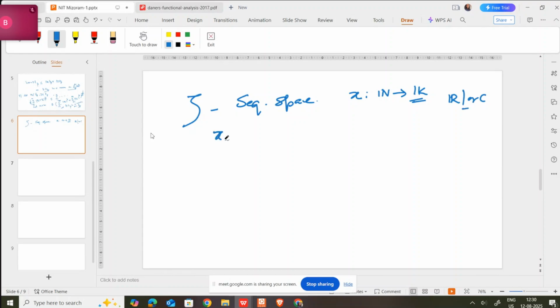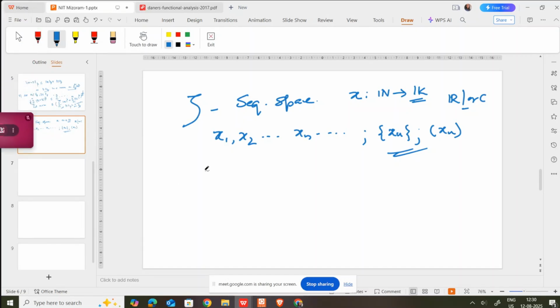So how do you write this sequence? X1, X2, Xn, etc. Some people write it with this bracket. Not some people, usually we write it like this. But these notes use these brackets. Don't worry, it's a notation.